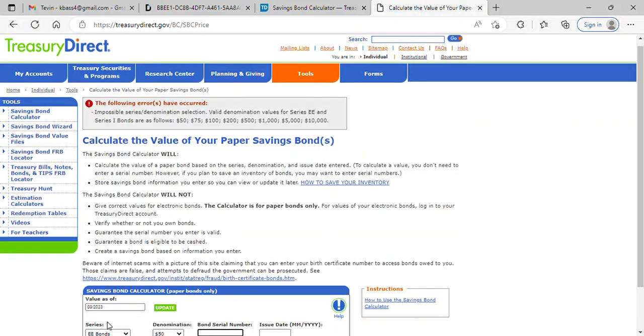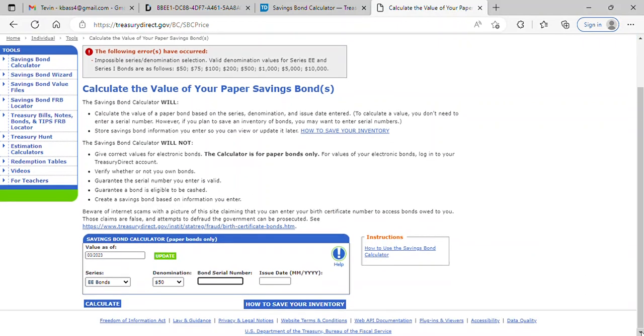Now, I did this right here because I want you to see that if you put in a denomination that they did not get a bond for, or put in the money for, then you'll get an error up here. And it'll tell you to go to the next denomination. So right now we're doing EE bonds. We're doing my son's bond number.